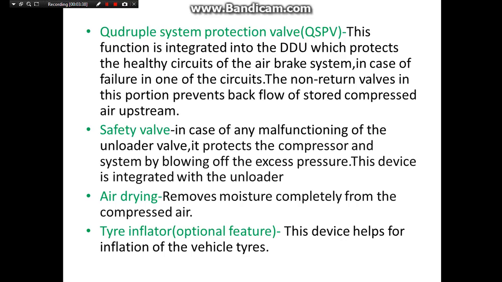In case of any malfunction of the unloader valve, it protects the compressor and system by blowing off the excess pressure. This device is integrated with the unloader. Air drying: removes moisture completely from the compressed air. Tire inflator: this device helps for inflation of the vehicle tires.